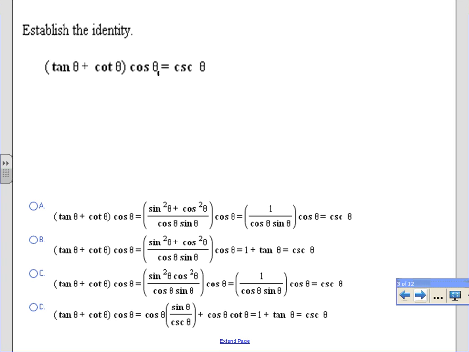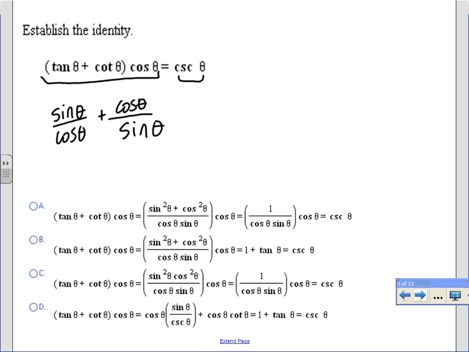So notice what I'm doing. I'm trying to take this and make it equal to this. And so I would change everything to sine and cosine. That would give me sine of theta over cosine of theta. And then cotangent is cosine over sine. So cosine of theta plus sine of theta.